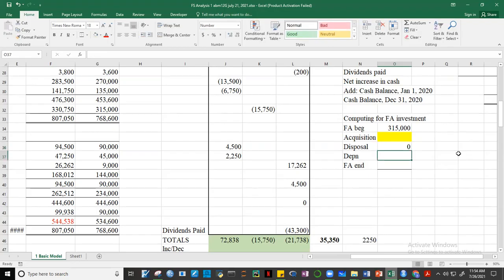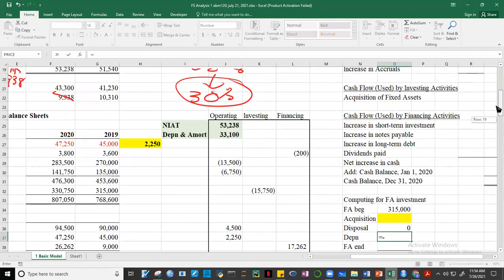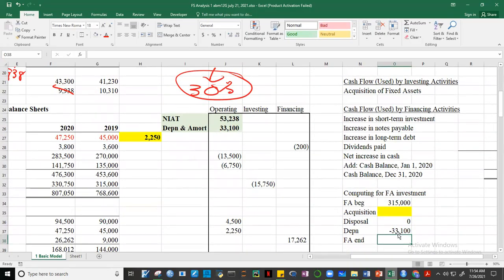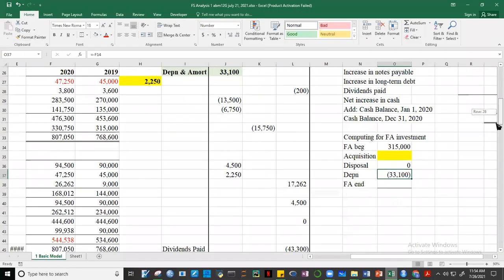Okay, depreciation. Papasok din yung depreciation, guys. Kasi, di ba, how do you get the net fixed assets? Binabawas yung depreciation dun. So depreciation is 33,100 negative. Okay, i-format lang natin to. Therefore, guys, ang fixed asset ending natin will be magkano yung beginning, magkano yung in-acquire, less yung disposal, less yung depreciation. Okay? So, ginawa ko na negative para mas madali na.